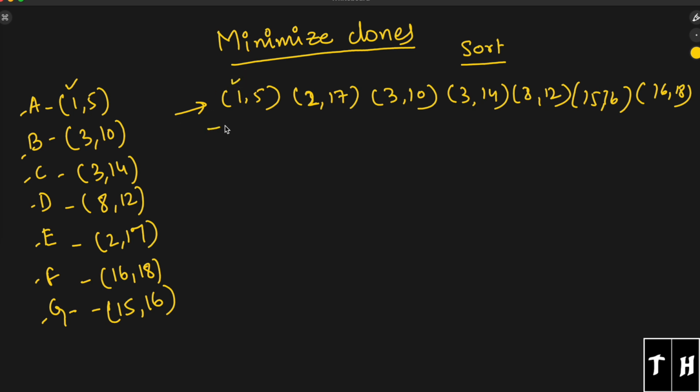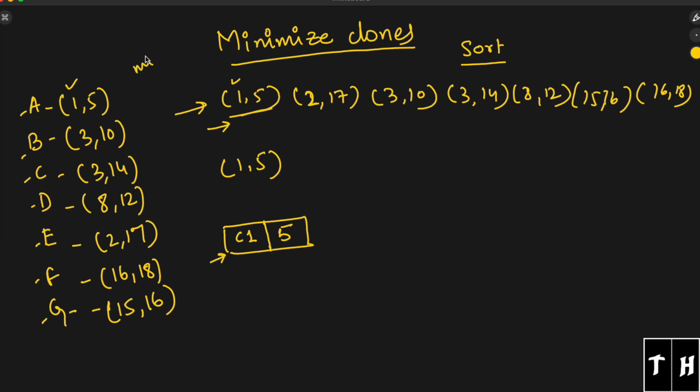Now we'll process these events from left to right. So we'll take the first event 1, 5. Currently there are no clones, so we'll create a new clone. We call it C1. C1 will store the end time of the event which it is attending currently. So we'll assign this event to C1 and store the end time, which is 5, right?